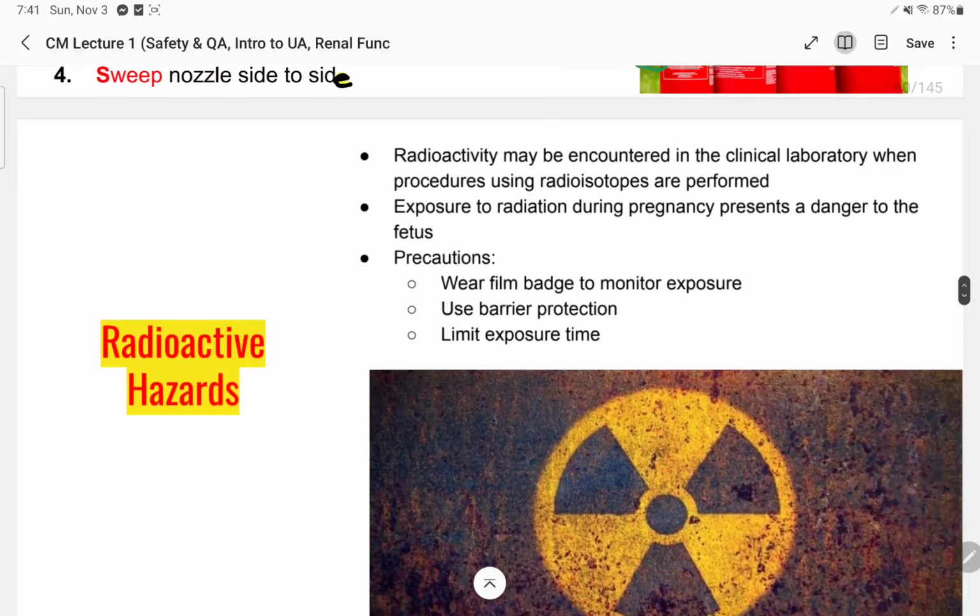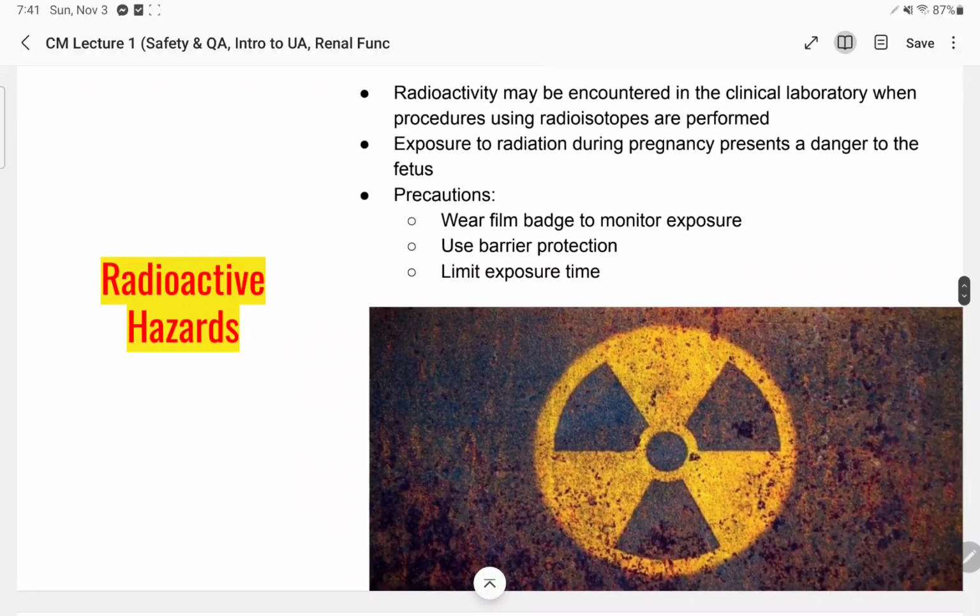Okay. So radioactive hazards. Radioactivity may be encountered in the clinical laboratory, especially when we use radioisotopes. So ang radioactive nga hazard dili ra ni para sa mga radtek. So, bisan kita when we use radioisotopes, pwede gihapon ta ma-expose ani nga kind of hazard. Okay? So, also, exposure to radiation during pregnancy presents a danger to the fetus. So, kung buntis ka, as much as possible likayan jud nimo ni nga hazard. Kay pwede jud ka-problema imong bata.